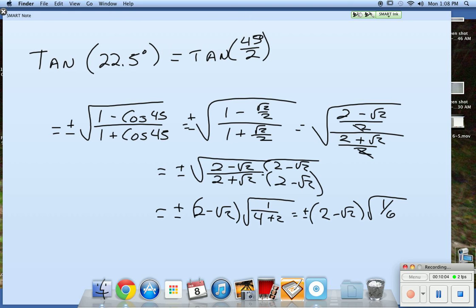Am I done there? No. I've got a square root on the bottom, the 6. Yes. So then I would be, watch this now. So this is going to be plus or minus, oh, not square root, this is just parentheses. Parentheses, 2 minus square root of 2, square root of 6 over 6. That's done.